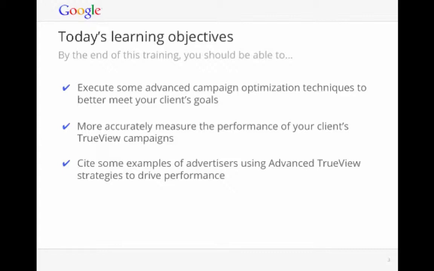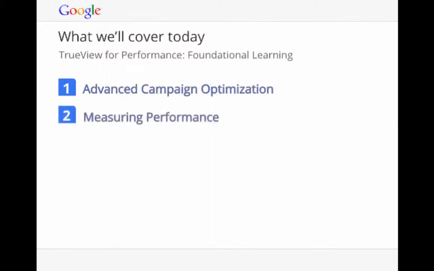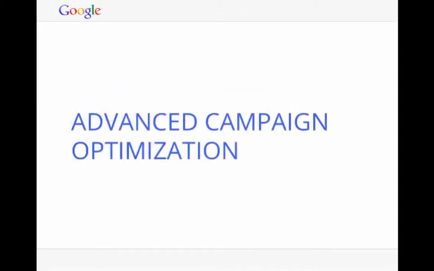Next, we'll take a look at the specific topics that we'll cover during today's session. During part 1, I demonstrated the steps for creating a new TrueView campaign. Today, we'll start off with a deeper dive into some more advanced campaign setup and optimization features. Next, we'll take a look at how you can accurately measure the performance of your client's TrueView campaigns using YouTube Analytics. And we'll conclude with a look at some TrueView case studies and a review of some key takeaways from today's session. Alright, it's time now to launch into our first topic, Advanced Campaign Optimization.